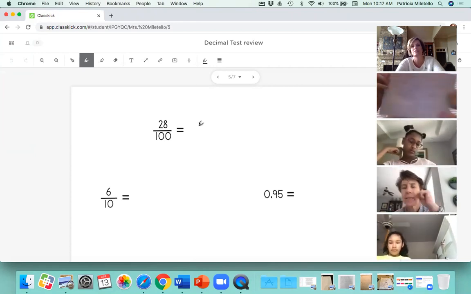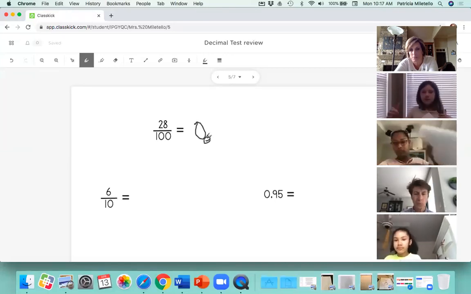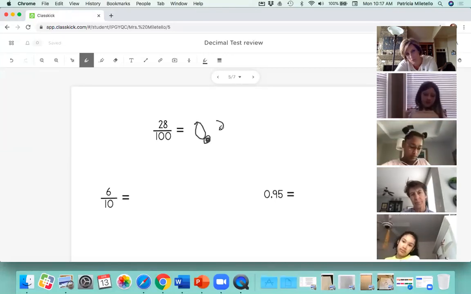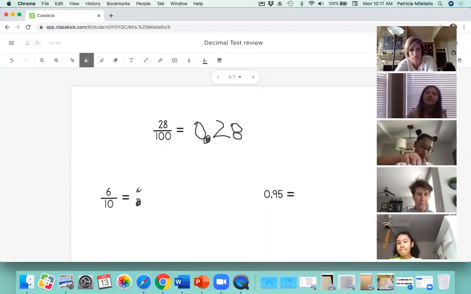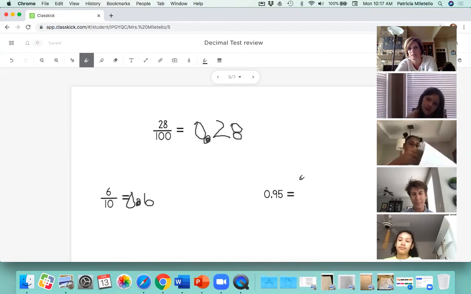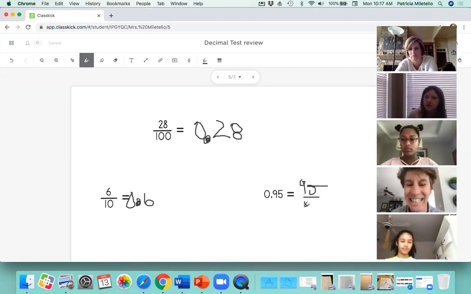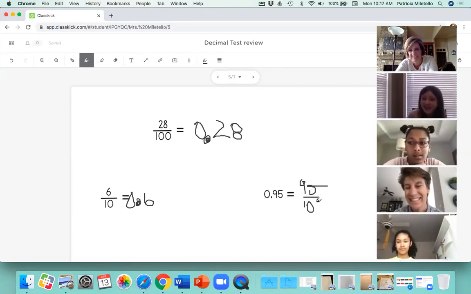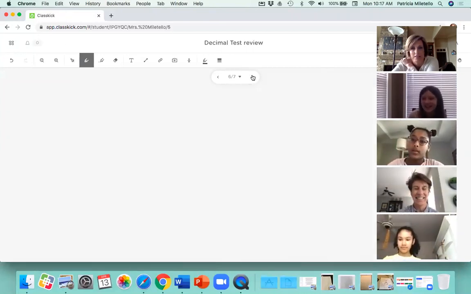Yes, that's it. Sometimes it helps if you put a 0 before your decimal point, just so I can see your decimal point, but it would be 0.28 up here. Oops, I forgot to put my 0. 0.6 and 95 over 100. That is really poor writing, isn't it? I can type it in, I guess. That might be better. Next time I'll do that.